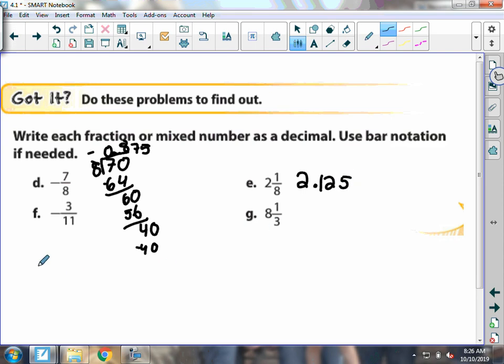Number 2, you should get 2.125. For 3, you should get negative 0.27. But both the 2 and the 7 repeat, so your bar notation goes over both of those. And for G, you should get 8.3 repeating.